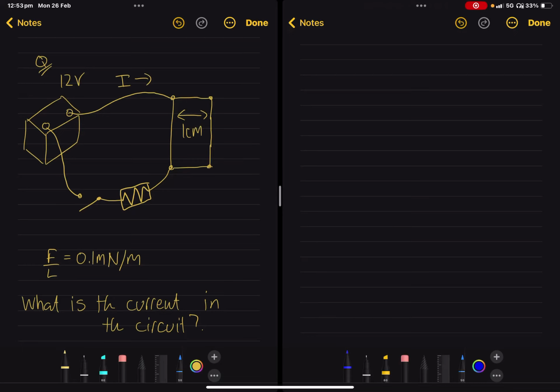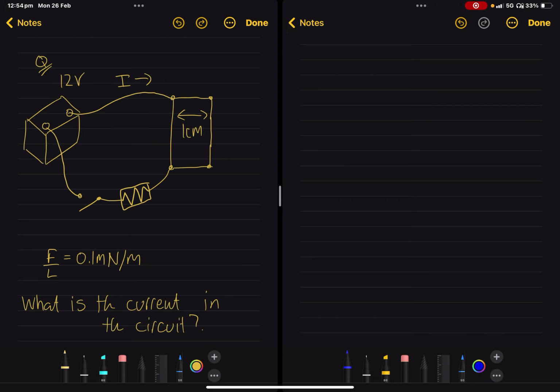Okay, so let's have a look at another electromagnetics question. Here we have a car battery connected to a split pair of parallel wires, connected to a resistor, connected to a switch. We are told that the force per unit length felt by the two wires in this arrangement is 0.1 millinewtons per meter. We're asked, what is the current in the circuit?